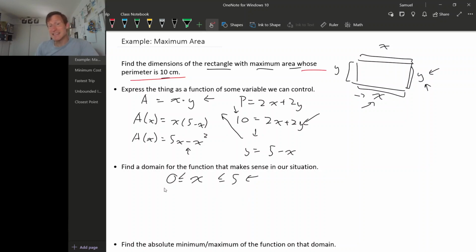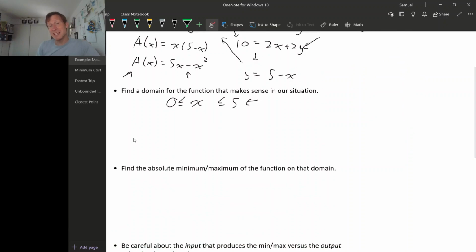Now, in this case, we have a bounded and closed interval for our domain, and the function that we're trying to find the maximum for is continuous because it's a polynomial. So we have a continuous function on a closed and bounded interval. So we know from the extreme value theorem, we know ahead of time that there is a maximum value. So now we can just use our calculus tricks to find that maximum value.